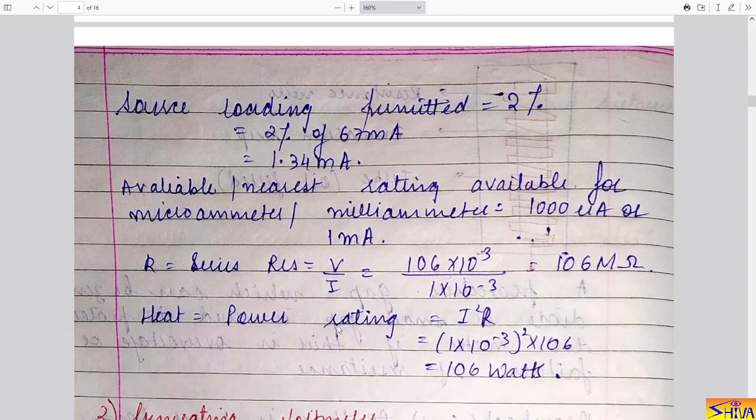Now heat power or wattage rating is I square into R. So I is 1 milliampere, so I square into 106 mega ohms. So wattage rating required is 106 watts. So we need a resistance of 106 mega ohms, and the wattage rating of this resistor will be 106 watts. So that is all about the series resistance microammeter or series resistance voltmeter.